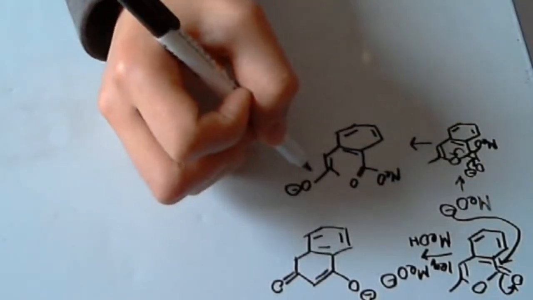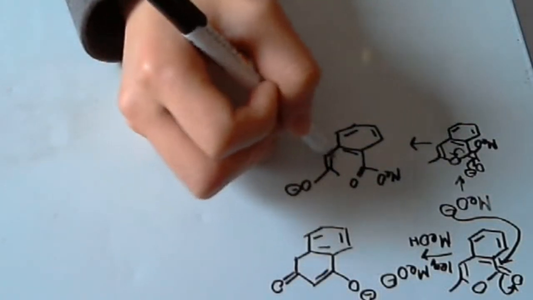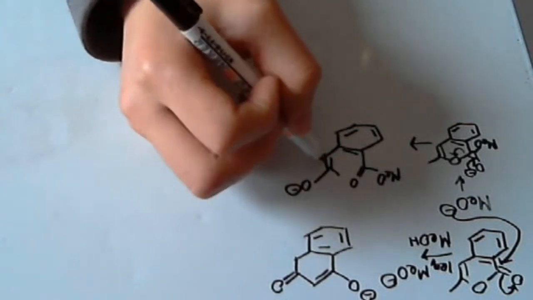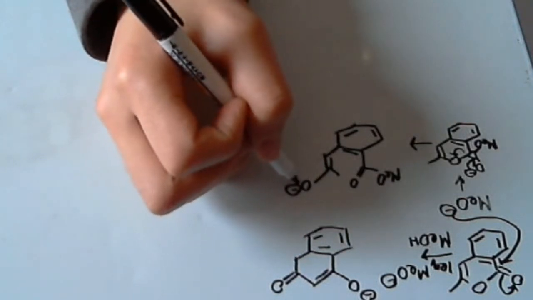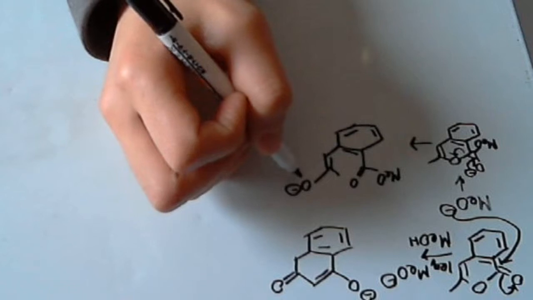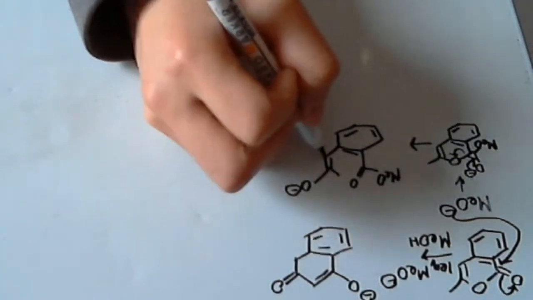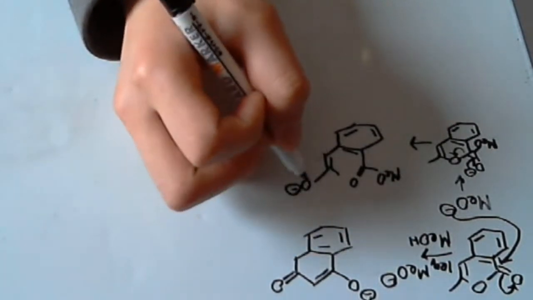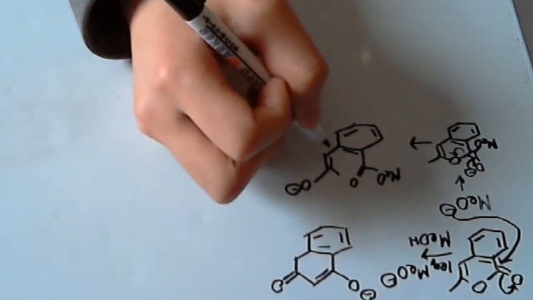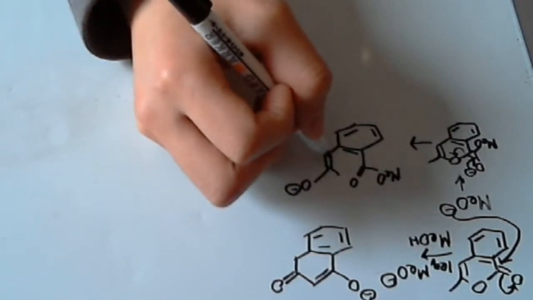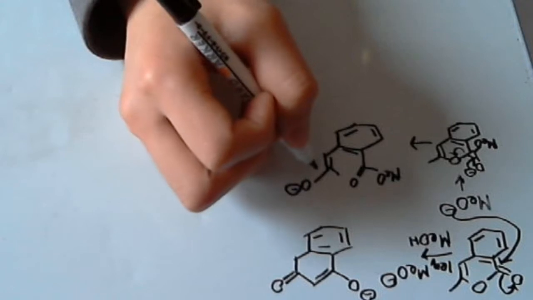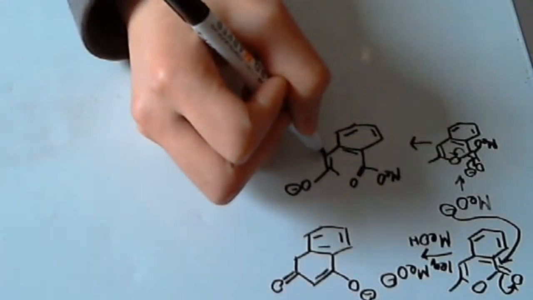Okay, so now what do we have? We have something like an enolate ion, right? We have a double bond and an O minus, right? So that's like an enolate. And an enolate can either tautomerize, so this double bond can grab a proton and form a keto form, or this can be a nucleophilic carbon.